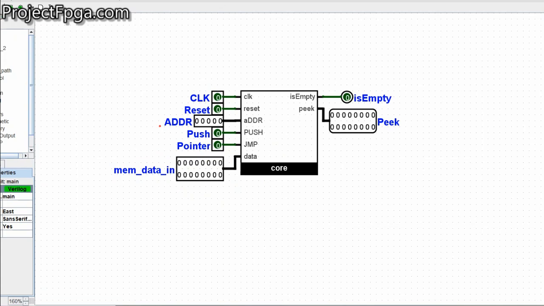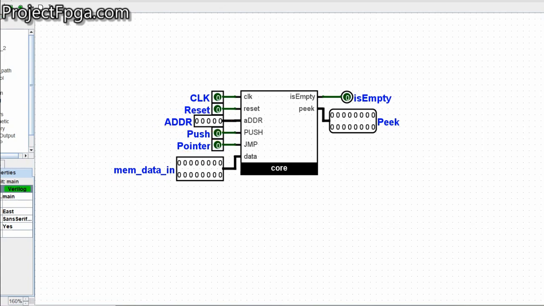Then you have the address and this pointer. So you know that stack is last in, first out. So whatever you put last is going to be removed first. Whatever you pushed in last will be popped out first. So in a situation where you want to jump to a particular point in memory, you want your pointer to point to a particular address instead of pointing to the last inputted data.